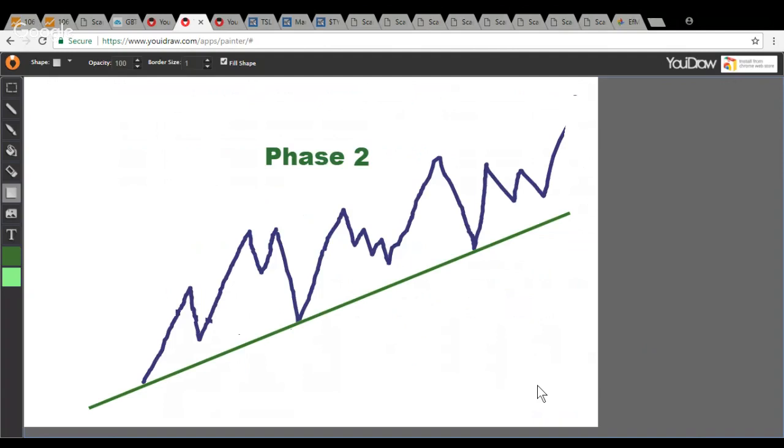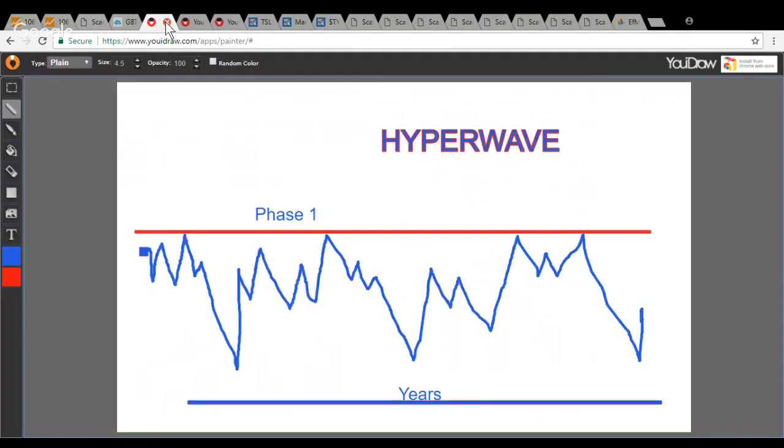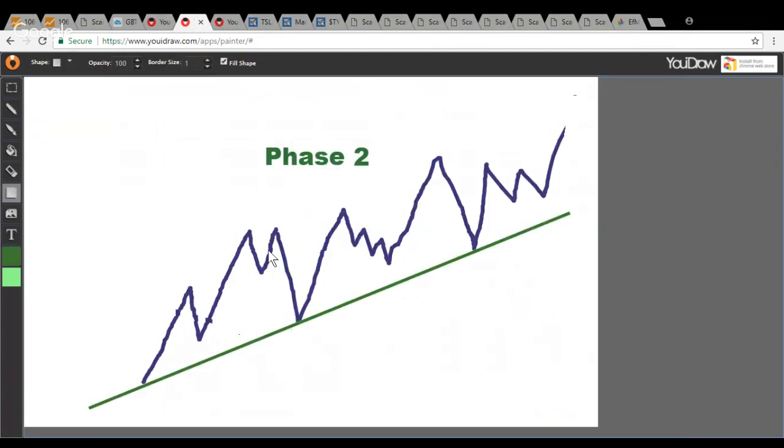This is what phase two looks like. Phase two, all of the price action must be above the phase line. Phase one, all of the price action is below the phase one line. There is no upside limit to the price above phase two, phase three, or phase four. It can go anywhere it wants to the upside. It simply can't go anywhere below this line.